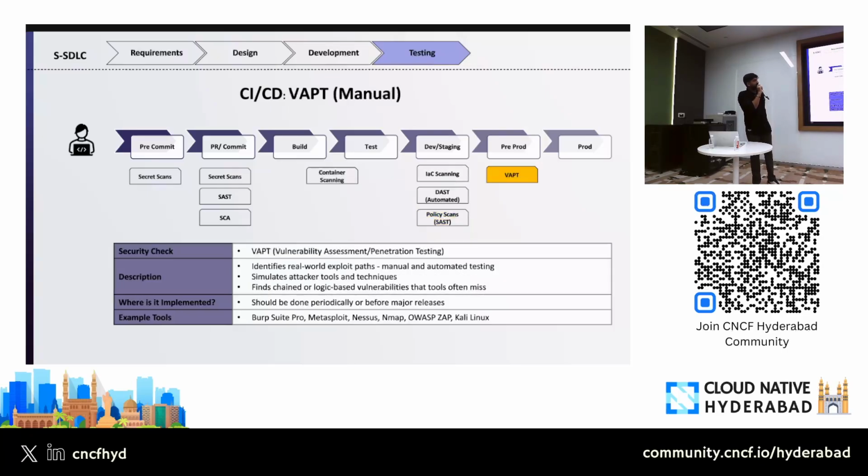Okay, and next, in pre-prod, is VAPT. This is manual testing. Whatever we talked about till now, we can automate in our CI/CD pipelines. Of course, we have to do manual testing also. Ultimately, whatever automated tools or technologies we have, there is always room for human intelligence, right? With VAPT, we can simulate real-world attacks, the techniques and tools attackers are using, and test the applications in real time, right?